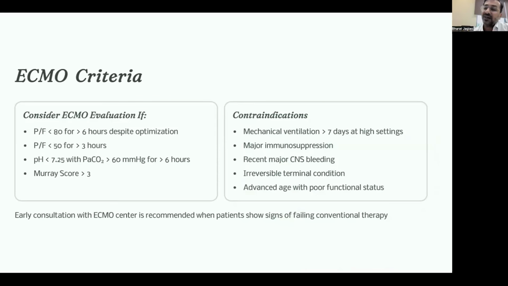What are the contraindications? These are relative contraindications, not absolute ones, because the prognosis will be poor in such cases. The patient is already on mechanical ventilation for more than 7 days at high settings. That means damage has already happened. This patient might not improve, but again, this is not an absolute contraindication. Others include major immunosuppression, recent major CNS bleeding, irreversible terminal condition, advanced age, and poor functional status. These are the patients where we might not consider ECMO.